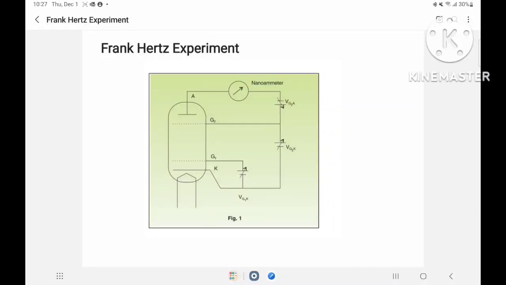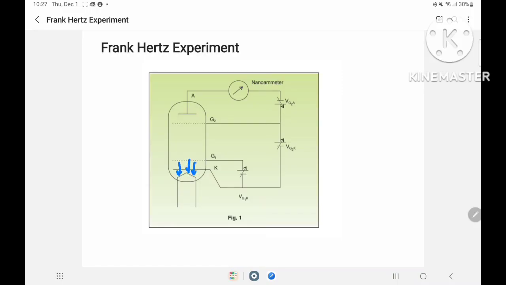So, welcome students. I am going to explain Franck's experiment for you all here. In this experiment, basically we have a filament that you can see here at this point. We are applying negative voltage to this filament. As a result, there is an electric field in this region like this.